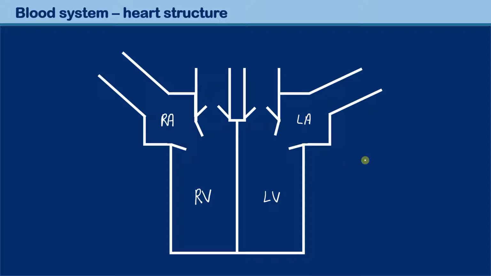It's also possible for you to draw labeling lines. These structures over here are the valves, and these valves have a name. They are found between the atria and the ventricles, so they are referred to as the atrioventricular valves.